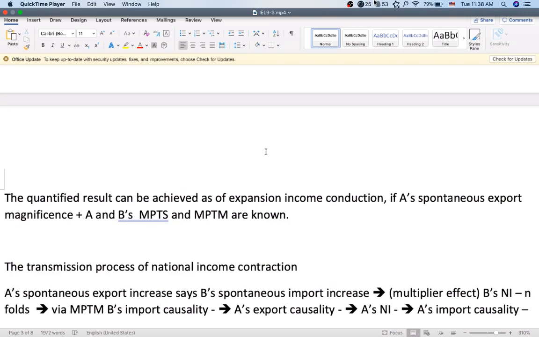And so on. So there may be more than two rounds. This quantified result can be achieved as an expansion of income conduction, if A's spontaneous export increase is known, and A's and B's marginal propensity to save and marginal propensity to import are all known.